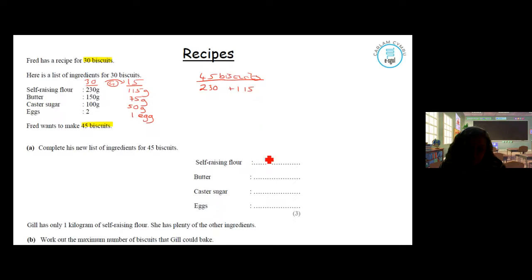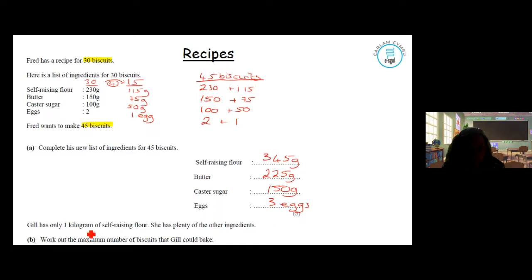So that would give me 345 grams of flour. To get the butter one, I would do 150, add on the 75, and I add those together, I get 225 grams. The next one, I've got 100 grams plus 50 grams, so that is 150 grams there. And then the eggs one, I've got 2 to start with and the 1 I have, so I've got 3 eggs. Okay, so my recipe is now complete, and you can see there's a 3-mark GCSE question.